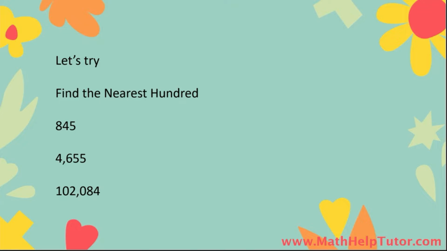Let's now try several numbers that have varying values, this time by drawing our own number line as a guide. Let's find the nearest hundreds for the three numbers below. For our first number, to find the nearest hundred for 845, we're concerned about this digit. This is the ones, this is the tens, this is the hundreds place.